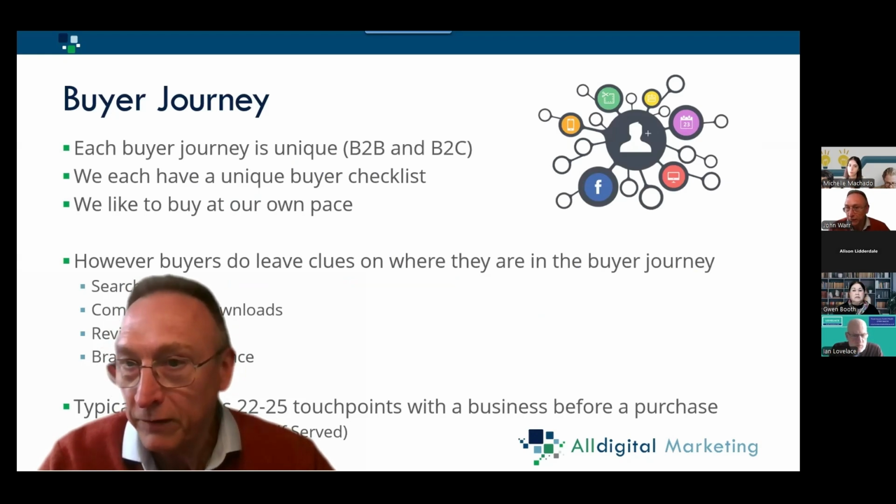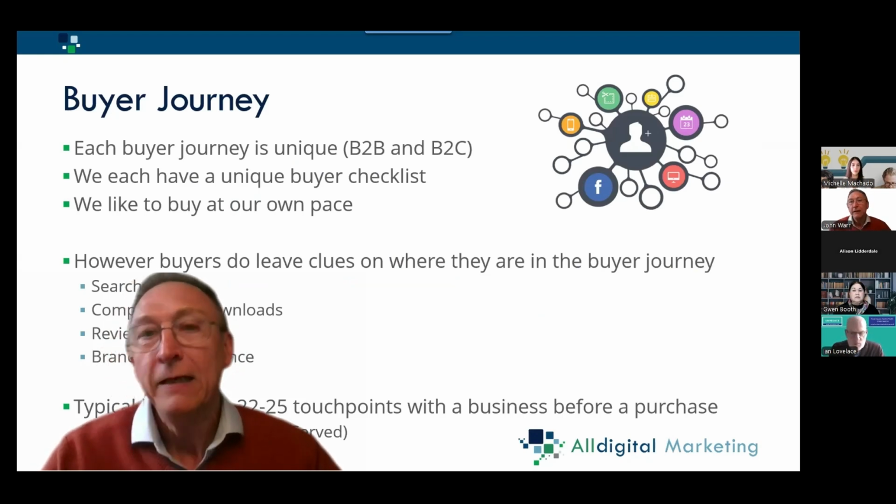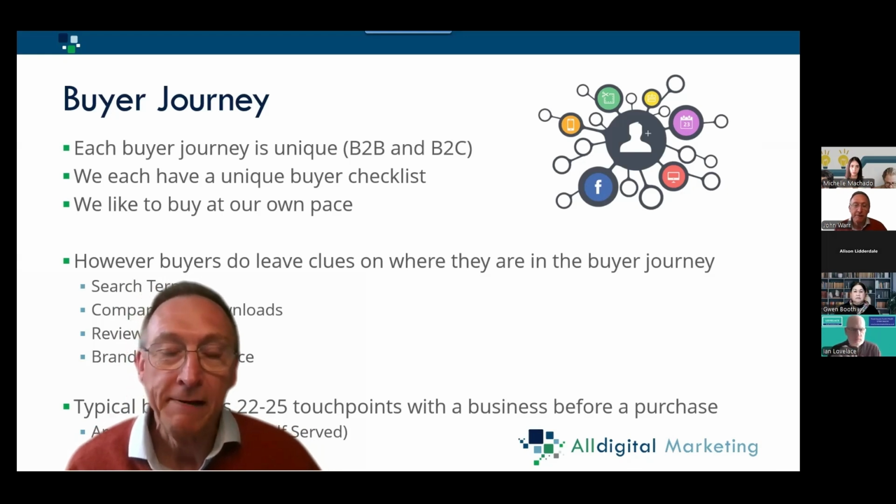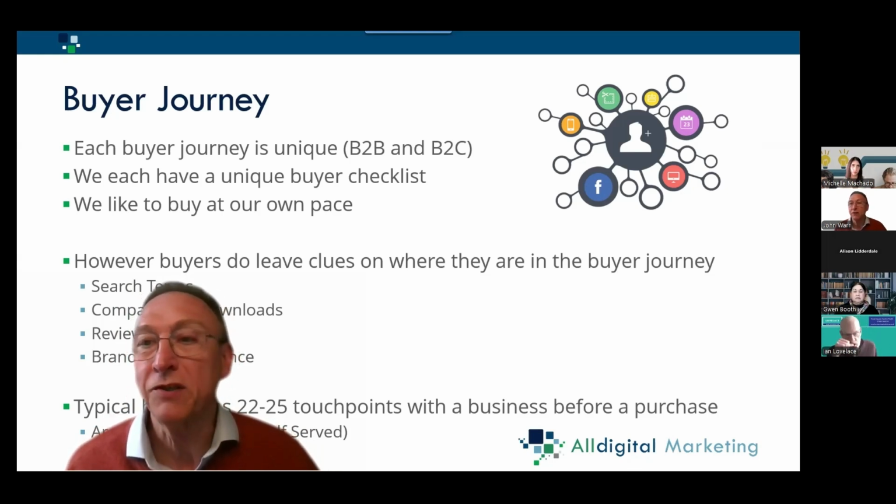However, buyers do leave clues because we live in a digital world today. As you go through your buyer journey, you can leave traces. Particularly, you might look at certain search terms in a search engine. You might be looking at a comparison site or downloading documents or looking at reviews, or doing some brand due diligence. And typically in a buyer journey for a considered purchase, you'll take 22 to 25 touch points with a business before you actually make that purchase. What's interesting is around 19 of those, the majority of those touch points, are done self-served, i.e. it's your own research because you're buying and you go through the buying process.